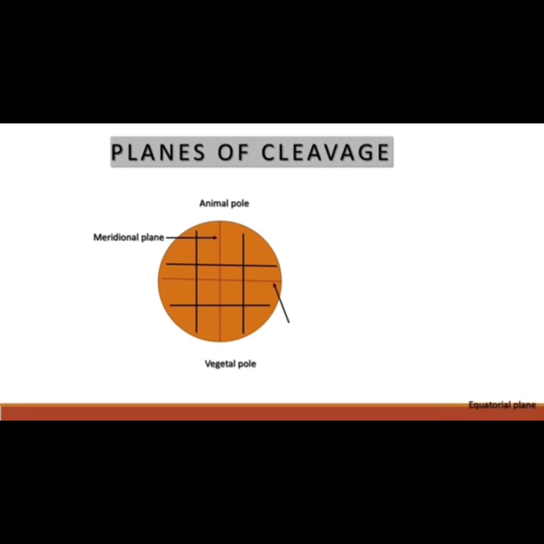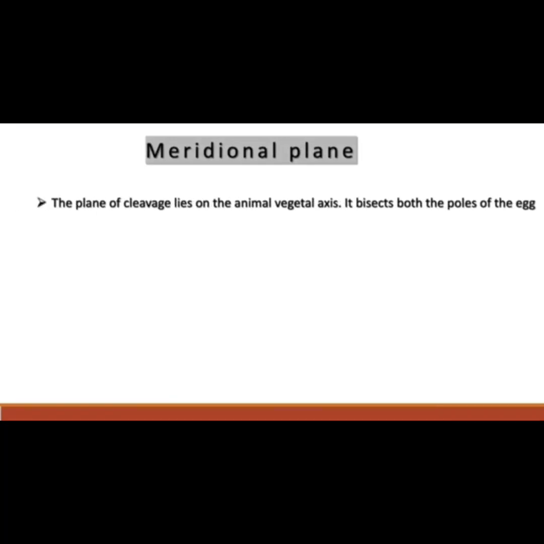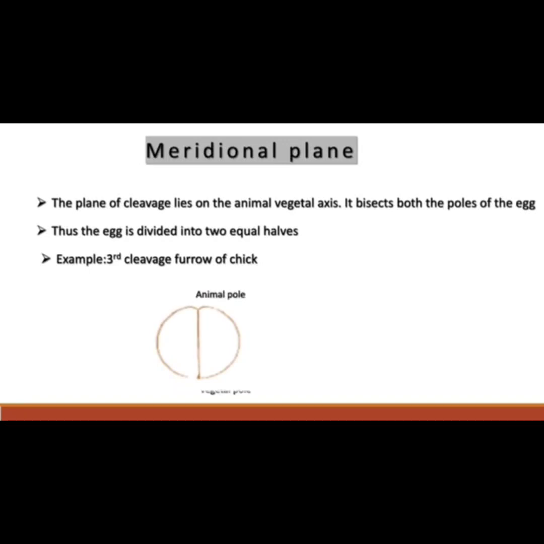We can see the differences in cell division in the animal and vegetal poles. In the animal pole, the cell divides rapidly, but in the vegetal pole, the cell divides slowly. Based on the animal pole and the vegetal pole, the plane will pass and bisect. Meridional plane. The plane of cleavage lies on the animal-vegetal axis. It bisects both the poles of the egg.